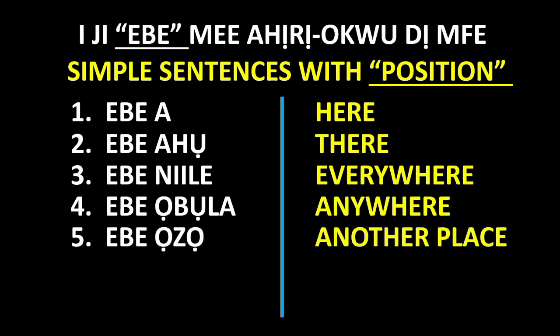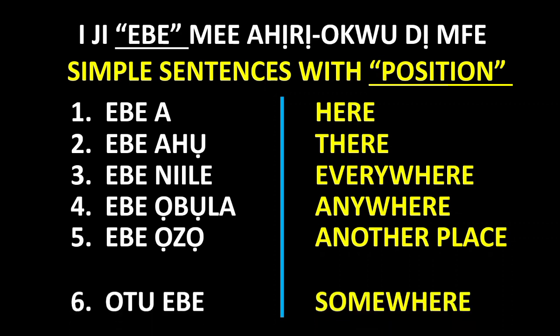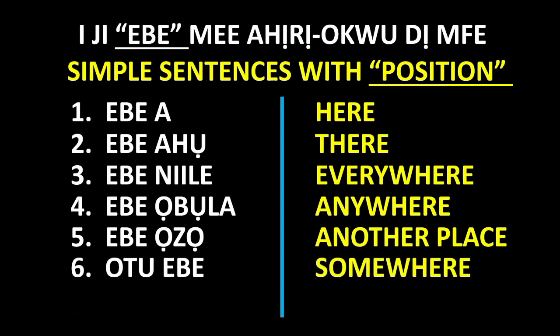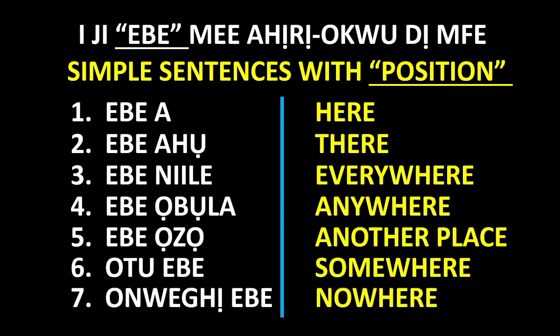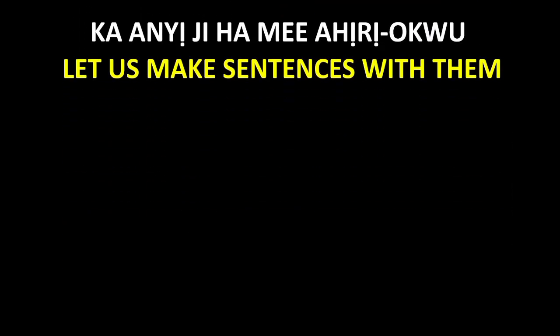And number 5 is ebe ọzọ, which means another place. We go to number 6, which is otu ebe, meaning somewhere in Igbo language. And then we have finally number 7, onweghị ebe, which means nowhere in Igbo language. Let's go on to make sentences with these.